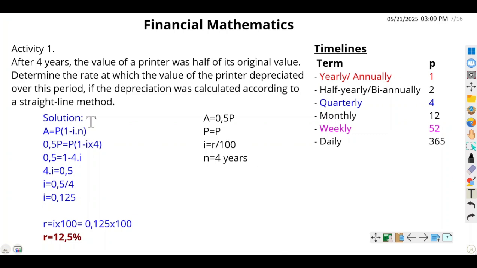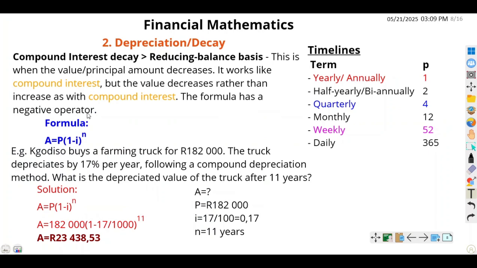And again, they are saying straight line method, so you need to know that straight line method is associated with simple interest decay. Sometimes they'll say straight line method, sometimes they'll say simple interest decay. You just need to know that either of those two terms refers to the formula that we were using there. Okay, so let us look at compound interest decay now.